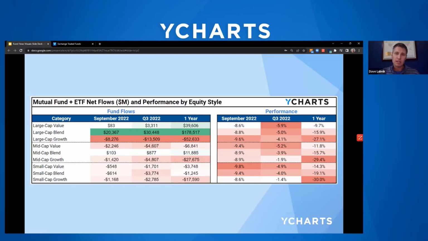Obviously, as you extend the time frame to Q3, you'll see a little bit more variance, as well as over 1 year. I will note, looking back over a 1 year basis, it looks like the inflows to large blend have been justified. That has been one of the best performing style boxes over the last year. And that's where most of the inflows have gone, along with large value, which actually was the best performing style box over the last year, compared with mid cap growth and small cap growth, which had the worst performance and saw some of the biggest outflows.